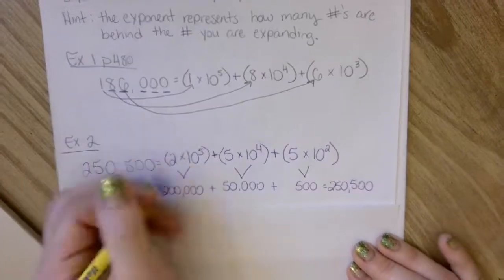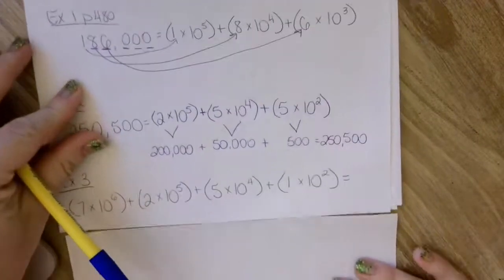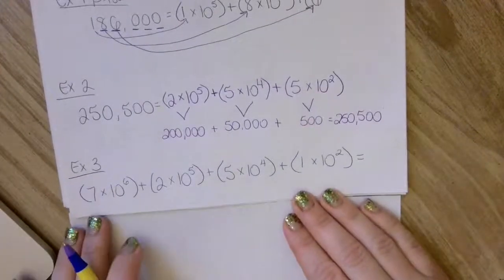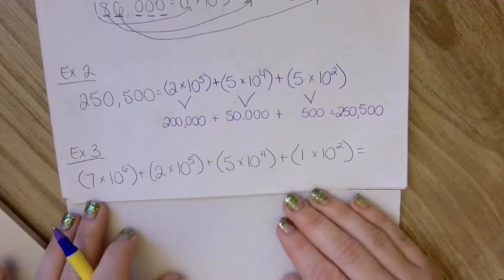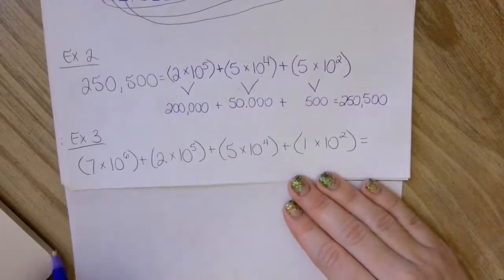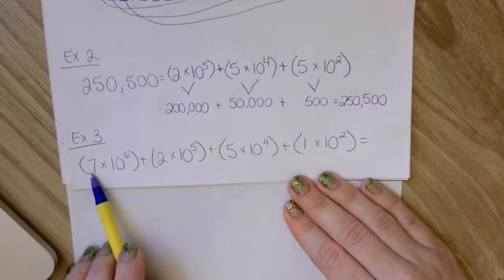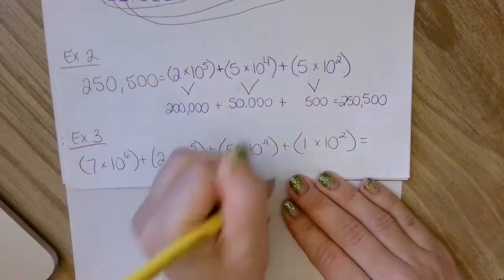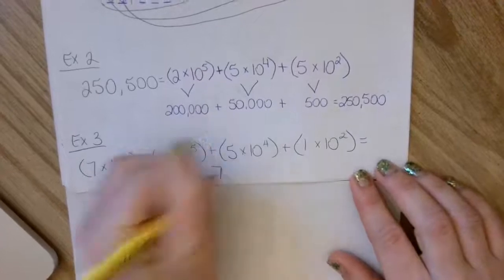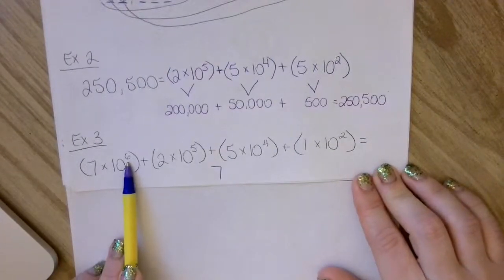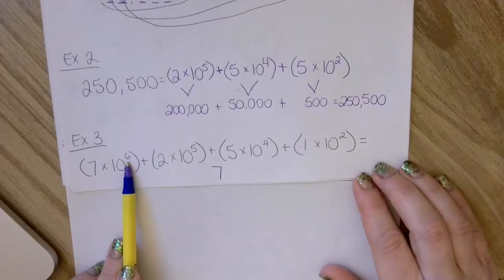And that's how you can double check. Okay, now let's work backwards. Let's say that we are given this instead and we're told to write the number. So again, the first part of the equation tells you what your beginning number is going to be. So I know that my beginning number is going to be a 7. And then that exponent tells you how many places are behind the 7.